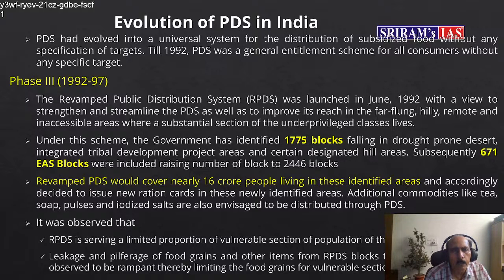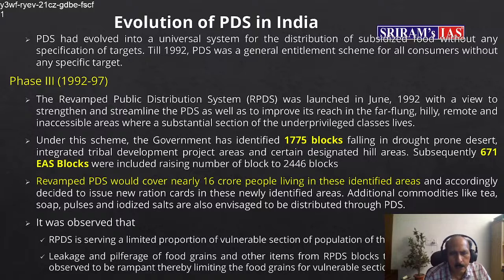So this is the system which we implemented till 1992. From 1965 to 1992, all the population was entitled to get subsidized food, and therefore this phase was called the universal PDS system. Till 1992, PDS was a general entitlement scheme for all the consumers without any specific target. But in 1992, our food grains production increased to a respectable level, and we also declared ourselves officially exporters of food grains.